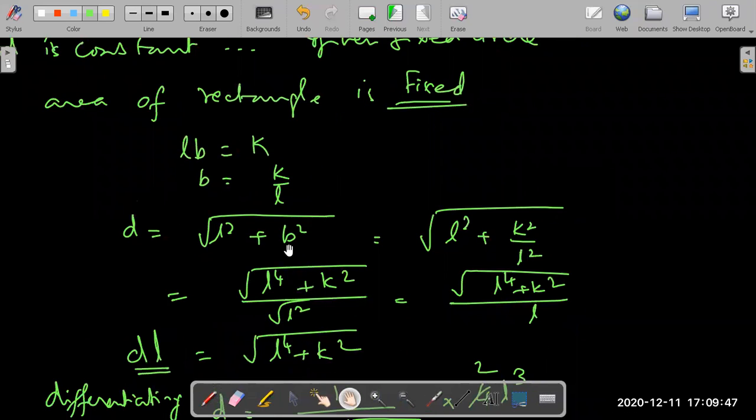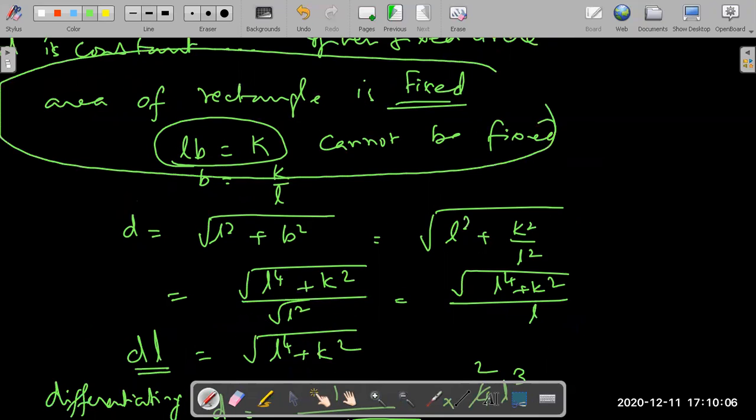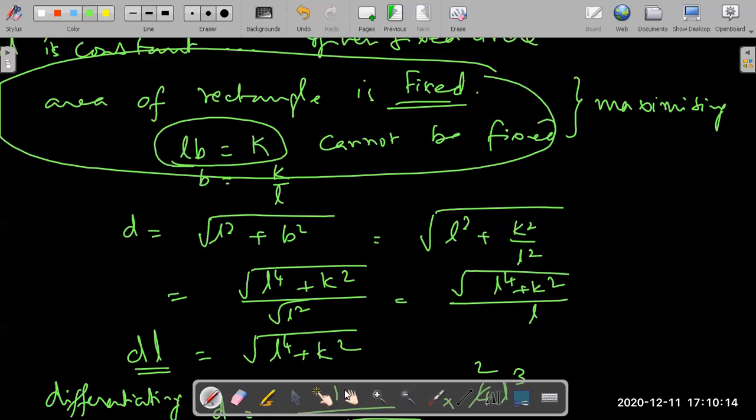So here d is fixed, and we should have taken the d value from here. What it means is that LB cannot be fixed. This is exactly what we have done. This is the area of the rectangle. We said fixed, but we need to be maximizing it. So if you fix that, then you cannot maximize that.